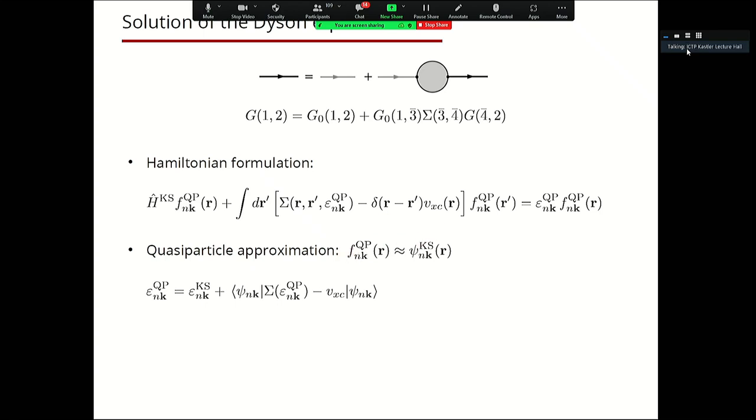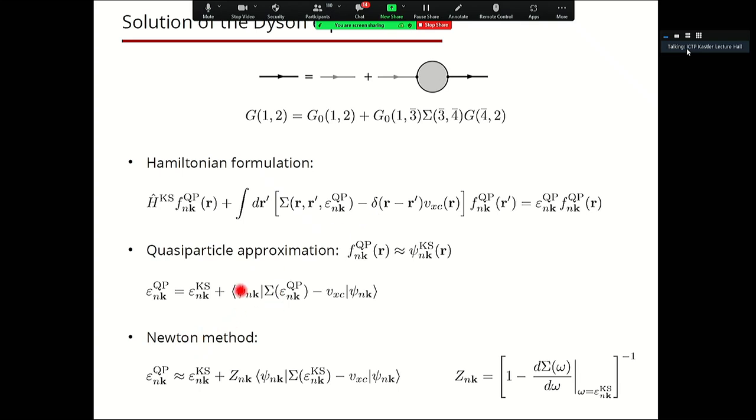This brings an eigenvalue equation to just an equation for the eigenvalues, in which we have a correction to the Kohn-Sham eigenvalues given by the self-energy. Thus, in order to obtain the quasi-particle eigenvalues here, we just need to evaluate the self-energy at a certain energy.